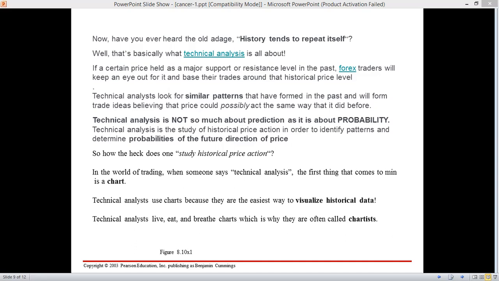Technical analysis is the study of historical price action in order to identify patterns and determine the probability of future direction of price. So how does one study historical price action? In the world of trading, when someone says technical analysis, the first thing that comes to mind is a chart. Technical analysts use charts because they are the easiest way to visualize historical data. As technical analysts, we live, we eat, we breathe charts. That is why we are often called chartists.